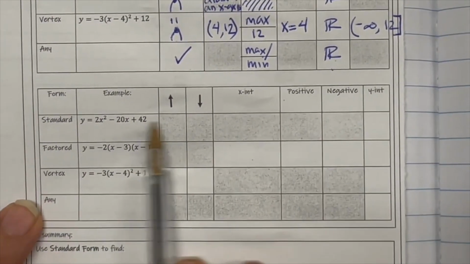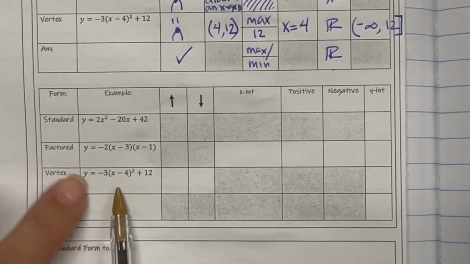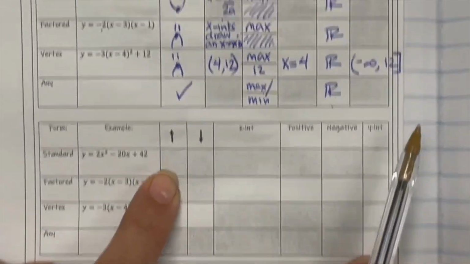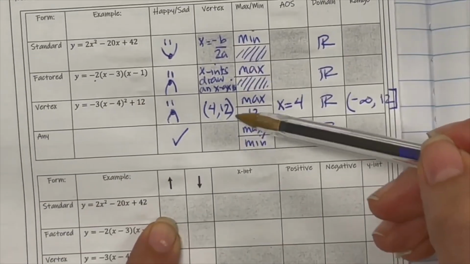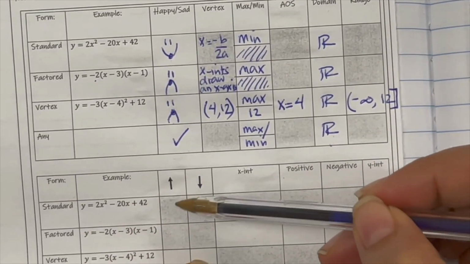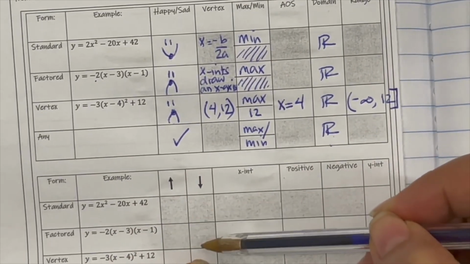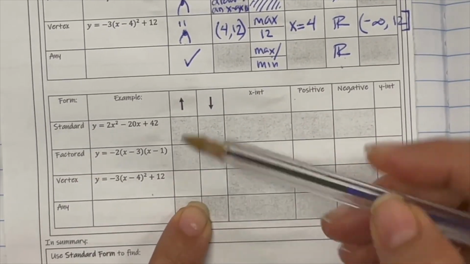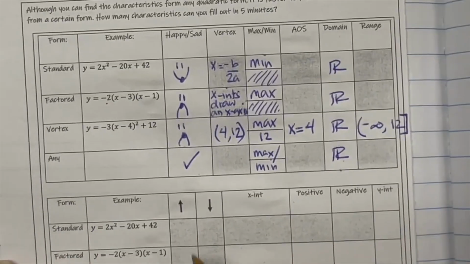Still moving through the characteristics, so still the same exact question, standard, factored and vertex. Can I tell if it's increasing and decreasing? Again, without understanding what the vertex is, I cannot tell if it's increasing or decreasing. So since I don't know the vertex without calculating it, the only one I can tell is for the vertex form. So where is it increasing and where is it decreasing?